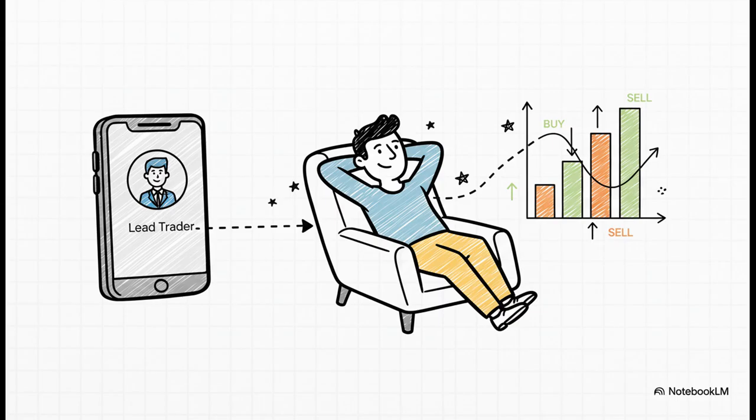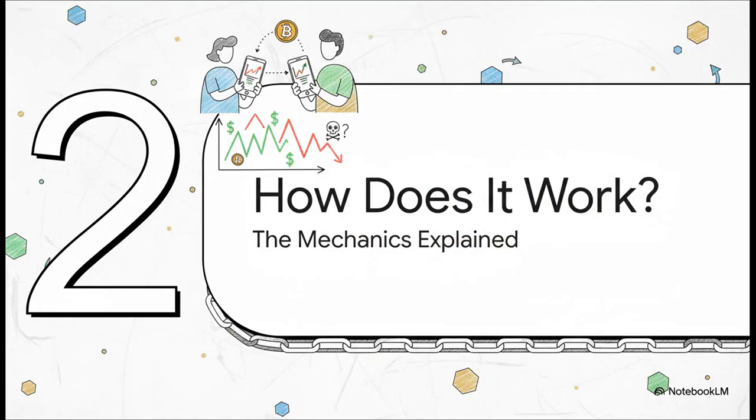Here's a good way to think about it. Imagine you've got this superstar trader in your contacts, but instead of just calling them for tips, your trading account is literally linked to theirs. It's pretty much the ultimate hands-off way to leverage someone else's expertise. Okay, so that's the big idea. But what's actually happening in the background? What are the mechanics that make this whole thing tick?